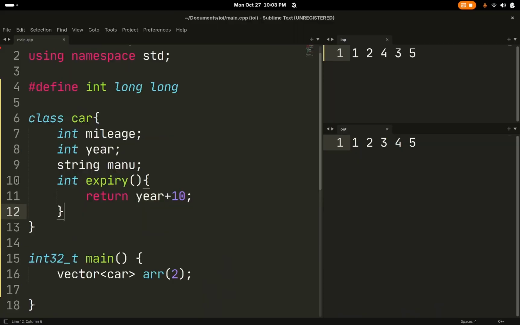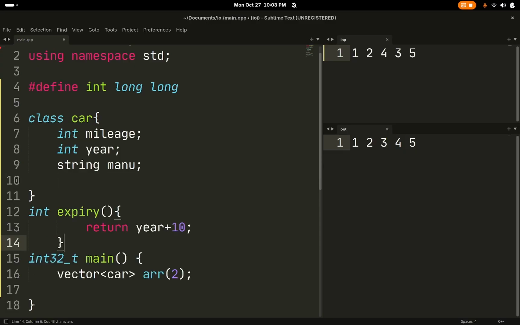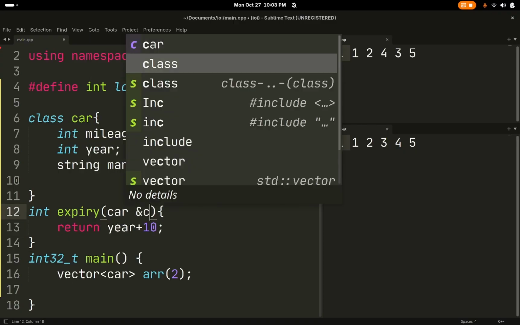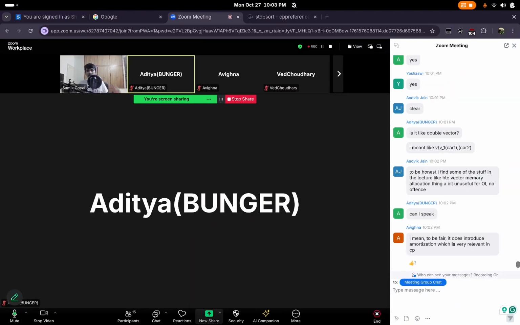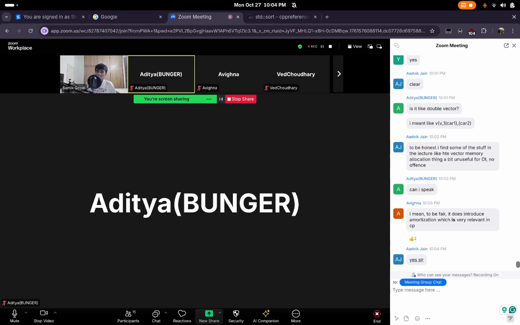Yes. Okay, so this is member functions. This is basically the same as if I just took a car and said C dot here. This is the exact same thing. Do you guys get what I mean? Okay.